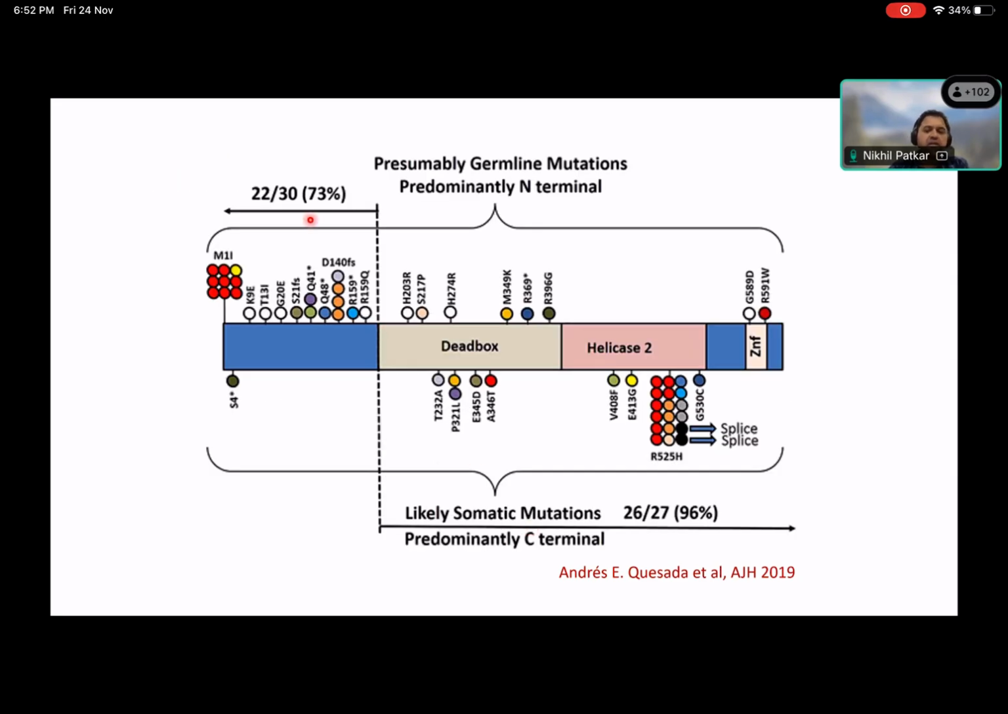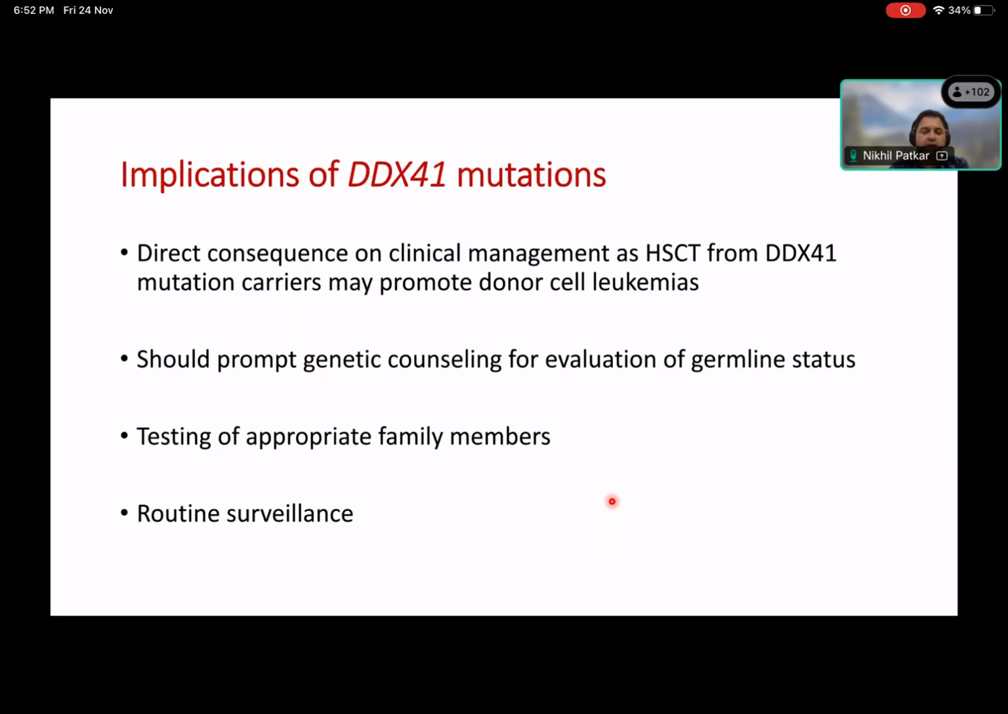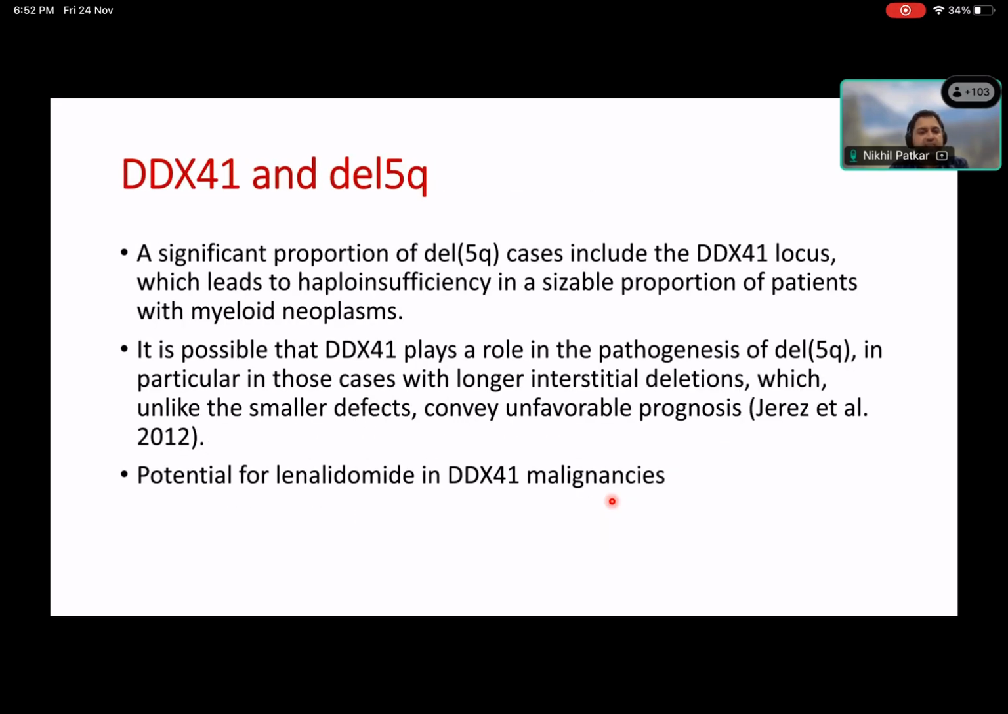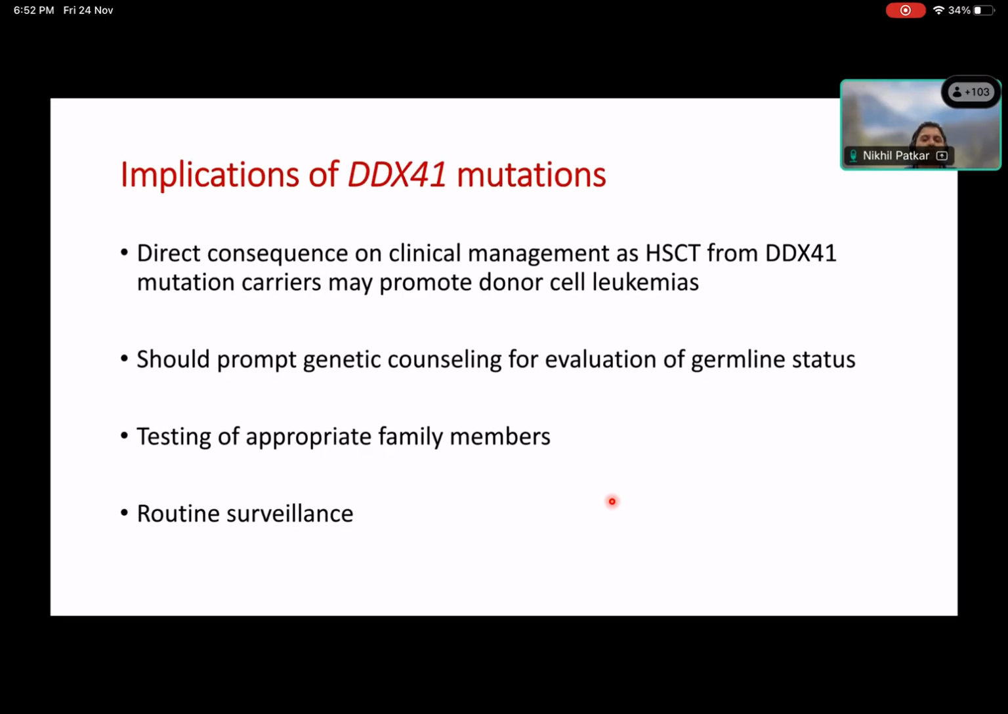They are present either at the N terminal or at the C terminal. I'm not going to talk about this. They can also have other concomitant abnormalities such as deletion 5q as is seen in our case. Why it is important is because this has direct consequence on clinical management such as transplant for DDX41 mutation carriers. For example, if a son is to donate for his father's AML, he should be screened for DDX41. They should be testing appropriate family members as well as routine surveillance.